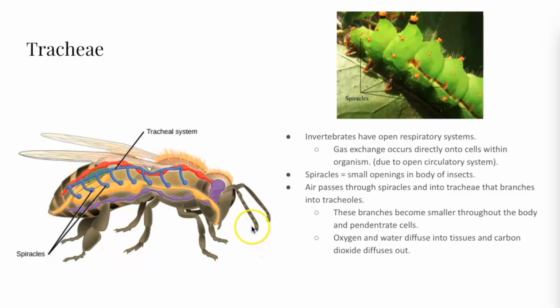So, from this clip, you should be able to understand the fundamental differences between the macroscopic structures of gas exchange between fish, mammals, and insects.